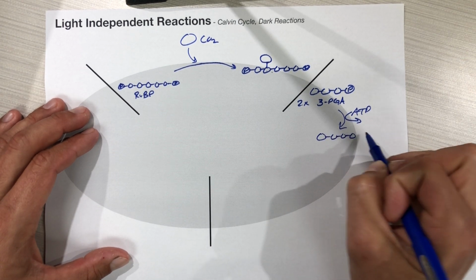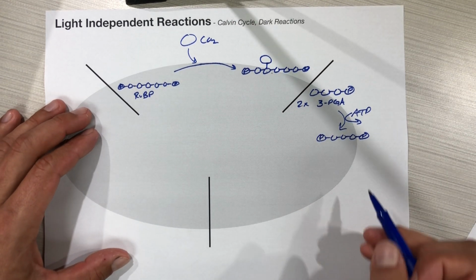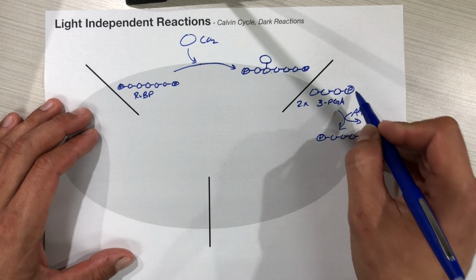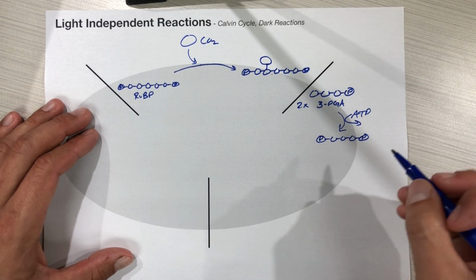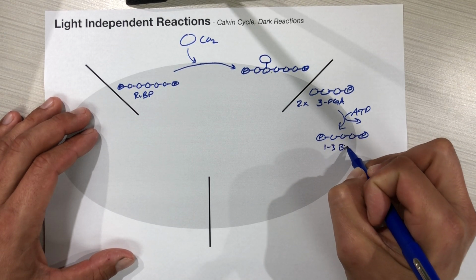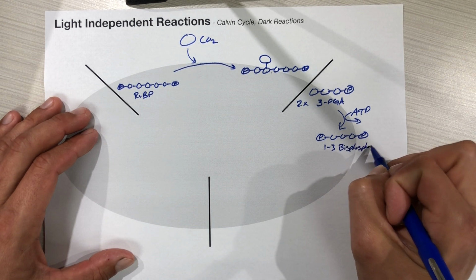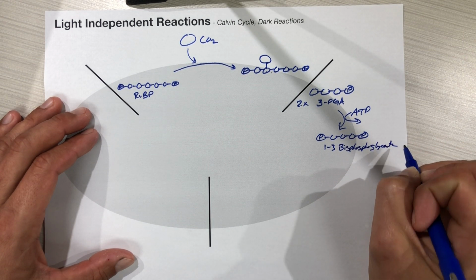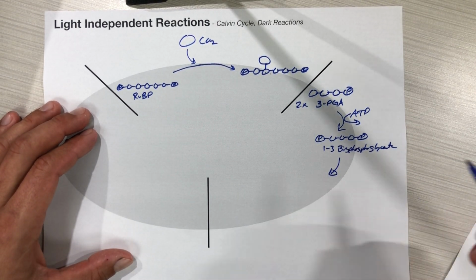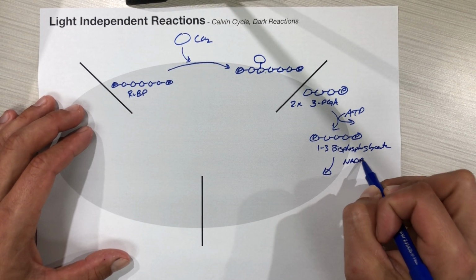So now we've got 1, 2, 3 carbons, with phosphate groups on both sides. This molecule is the same as that one. The difference is now we have 2 phosphate groups instead of 1. Because it now has these 2 phosphate groups, it is called 1,3-bisphosphoglycerate. Now this guy, we're going to juice up even more by adding high energy electrons. We're adding high energy electrons from NADPH.